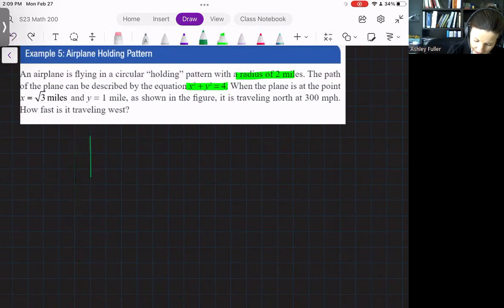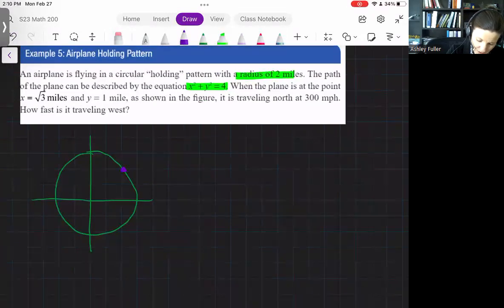If we look at a diagram, we know the plane is flying in a circular pattern. When we are at the point where x is the square root of 3 and y is 1, notice that the plane is traveling both north and west. They've told us the rate at which it's traveling north. We want to know the rate at which it is traveling west. We have an equation that describes the location of the plane. It is the holding pattern x squared plus y squared equals 4.